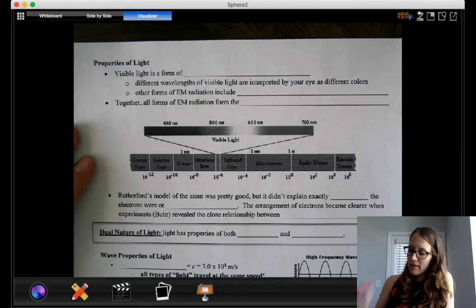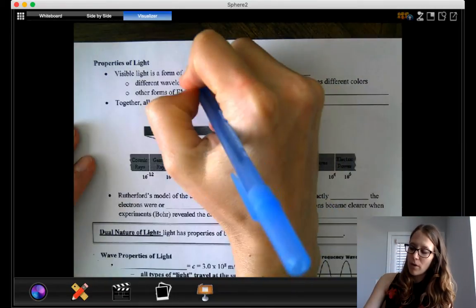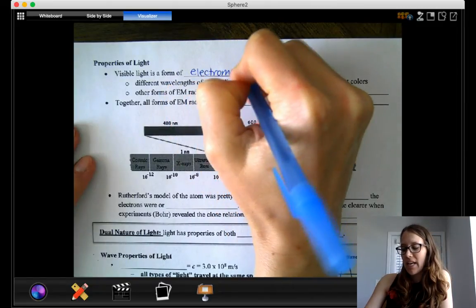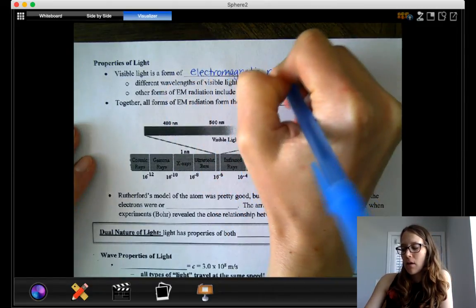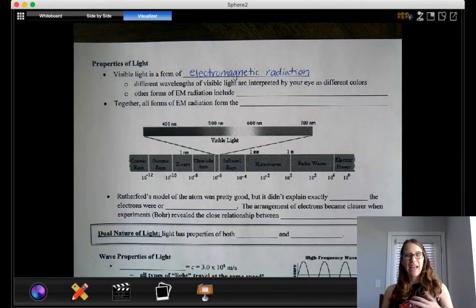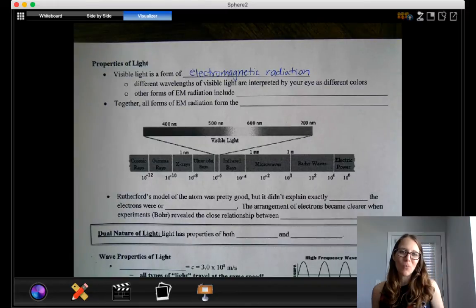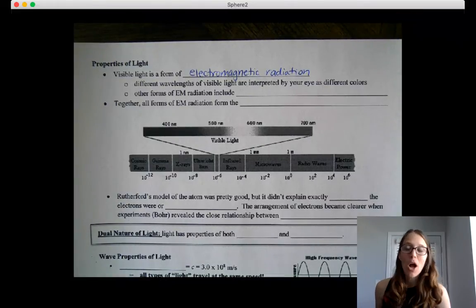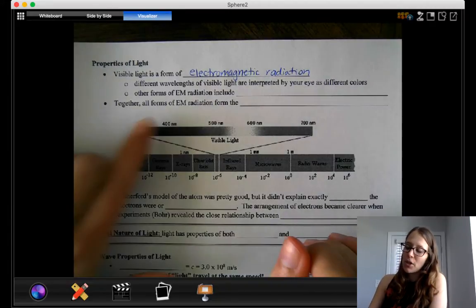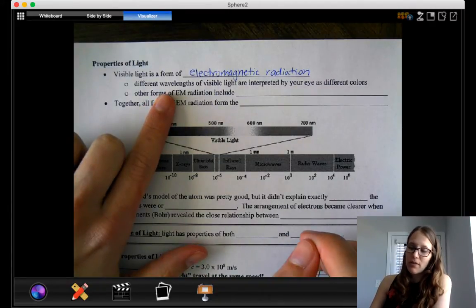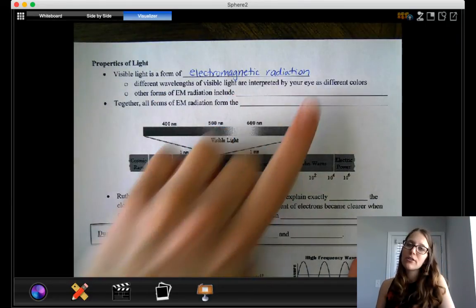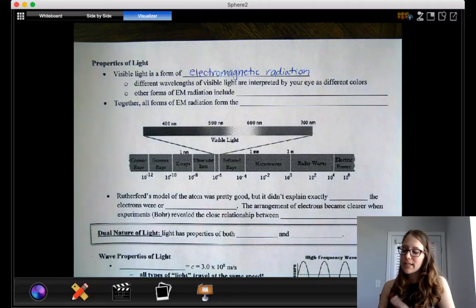So when we talk about light, visible light is just one form of what is called electromagnetic radiation. Electromagnetic means that it's caused by electric and magnetic waves, essentially, or electricity and magnetism cause the waves. And so that's where this name comes from. There are different wavelengths that exist within this electromagnetic range, and they're interpreted by your eyes as different colors. So you see red, orange, yellow, etc.